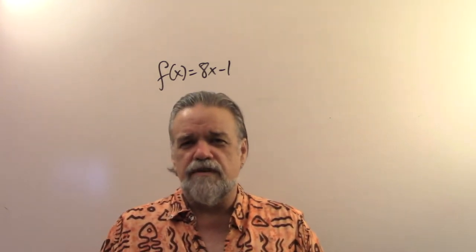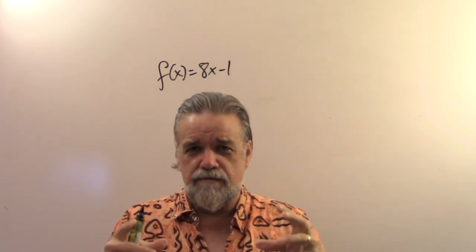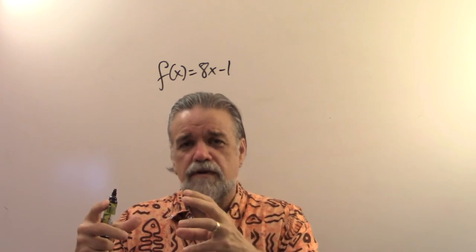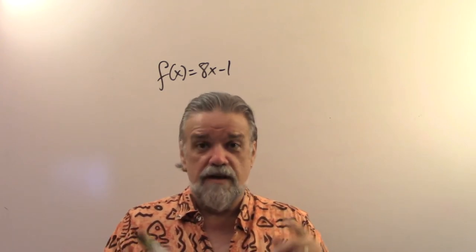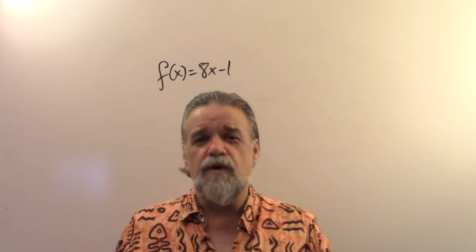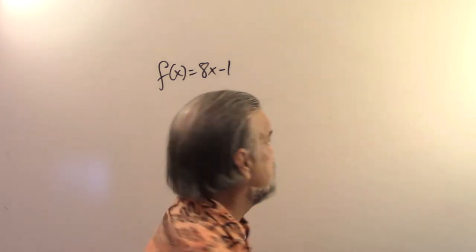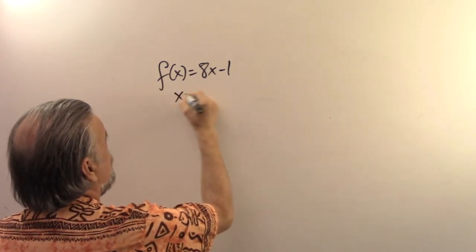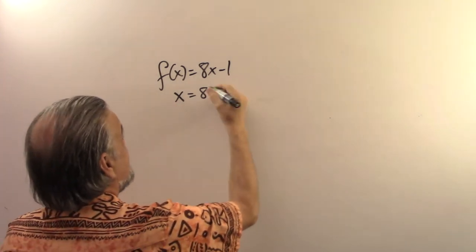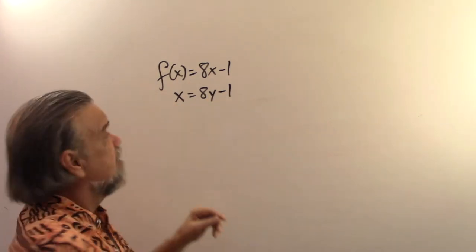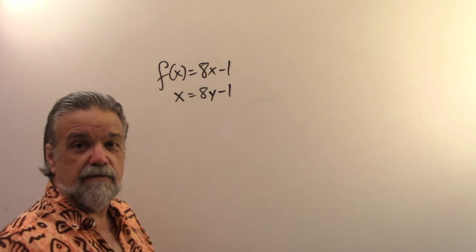So remember a second ago, I was saying that they undo each other, and the domain and range of my original function becomes the range and domain of the inverse function. This is true. And an easy way to find the inverse of a function is just switch your x's and your y's. That's switching the domain and the range. So what I'm going to do is write this as x equals 8y minus 1. I renamed f of x as y, and then I changed places of x and y. And now I'm going to solve for y. That's going to get me my inverse.